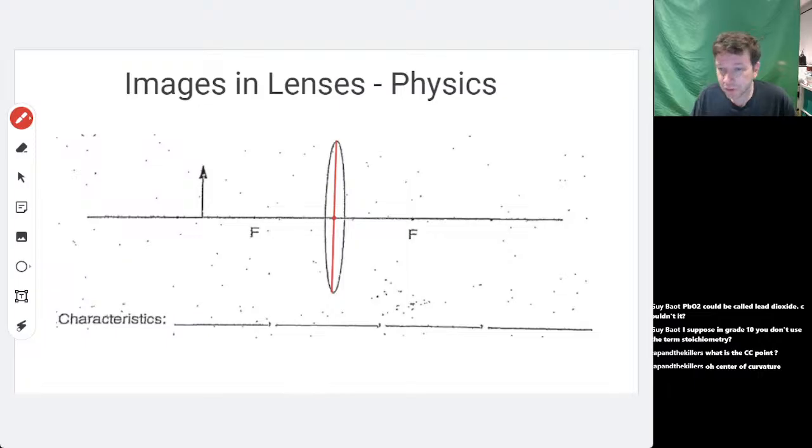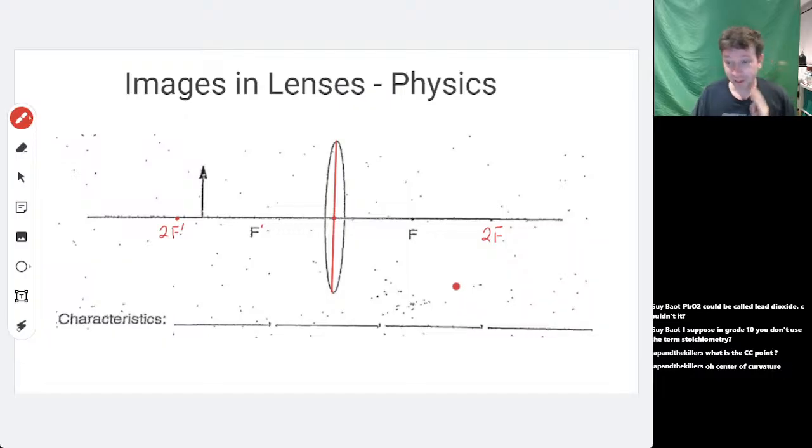Okay. Oh, hold on. I have questions. I'm going too fast. What is the CC point? Oh, center. Yes. So CC is the center of curvature. Sometimes in diagrams, it's just labeled as C. It is equal to twice the focus. When we're dealing with lenses, we don't have CC. There's kind of a point here. We have 2F. This would actually be F primes, and these would be F and 2F.